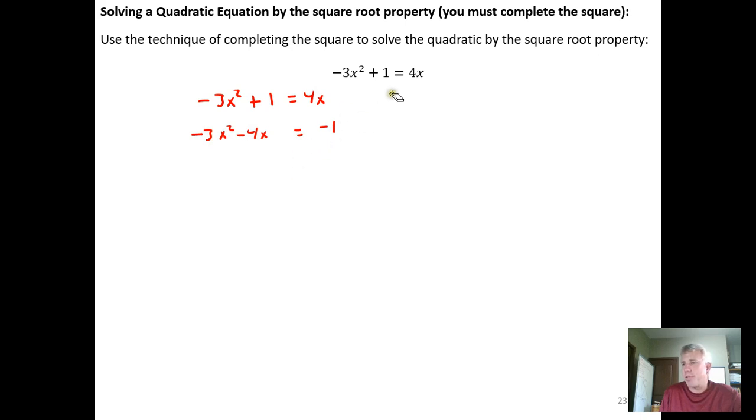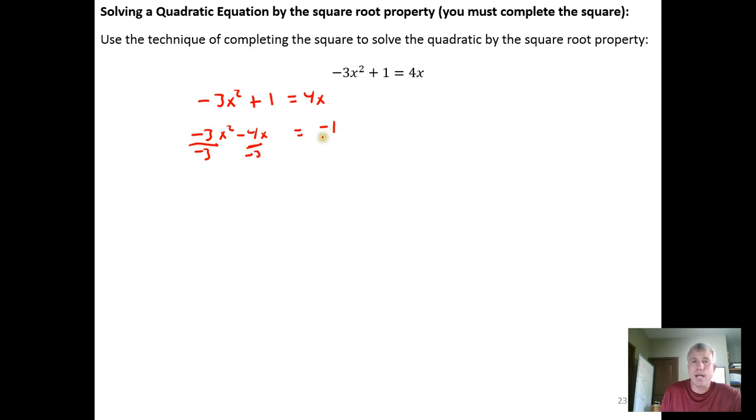And then what we brought up in the previous video is that the completing the square technique requires that the leading coefficient on the x squared term be a 1. And in this case I see that it is not a 1. So the next step is to get a leading coefficient of 1. And I'm going to do that by dividing by the leading coefficient. In fact, I'm going to divide everything on both sides by the leading coefficient.